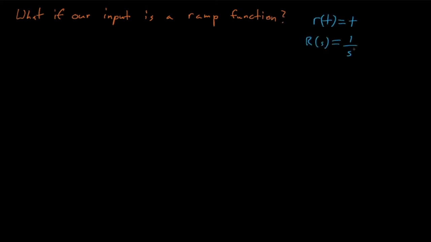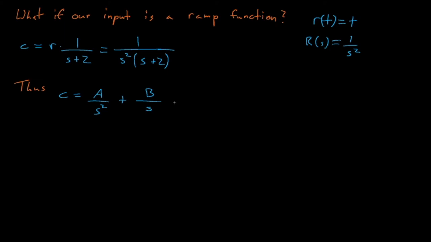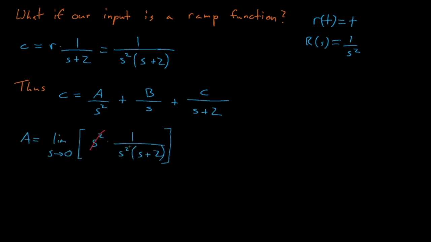Now let's see how the system would behave in response to a ramp input function. For a ramp input, our r(t) signal equals t, and R(s) equals 1 over s squared. This means that our output signal, C(s), is equal to 1 over s squared times (s plus 2), which can be broken into the partial fractions A over s squared plus B over s plus C over (s plus 2). We can find A by taking the limit as s approaches 0 of s squared times C(s), and after the s squared terms cancel, we see that A is equal to 1/2.